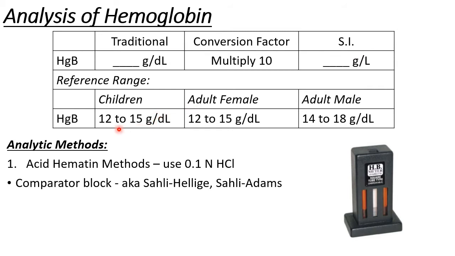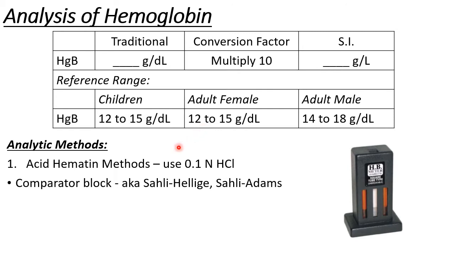Okay? Halimbawa dito, tingnan muna natin yung mga values ng ating age groups. Pinakamarami pa rin ang ating adult males due to muscle mass and testosterone. Okay? Ito ay naka-traditional unit, right? Paano mo yan i-convert into SI? So, halimbawa dito sa male, multiply by 10. So, ang SI unit nitong adult males ay 140 to 180 grams per liter. Okay? So, let's proceed with the analytic methods of your hemoglobin determination.